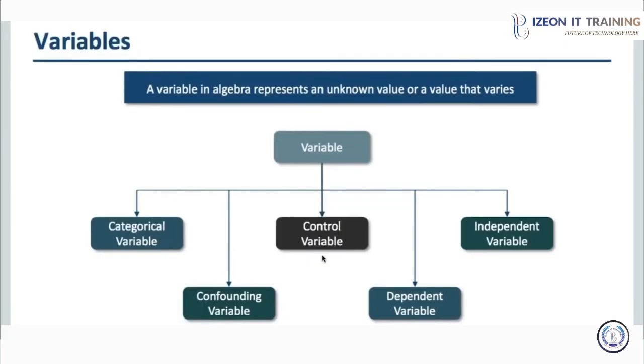If you wanted to solve any equation, let's say y equals mx plus c, then you have y and x as two variables. A variable represents an unknown value or a value that varies. The variable can be further divided into many categories: categorical variable, control variable, independent variable, confounding variable, and dependent variable.